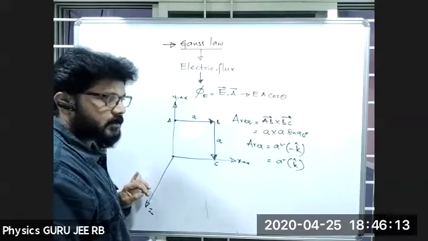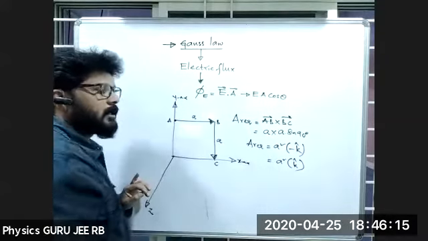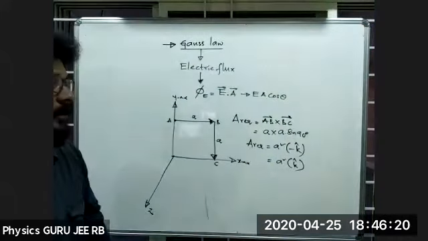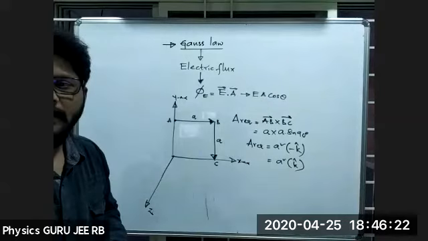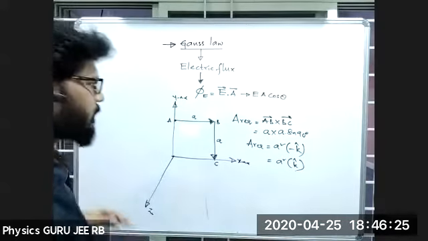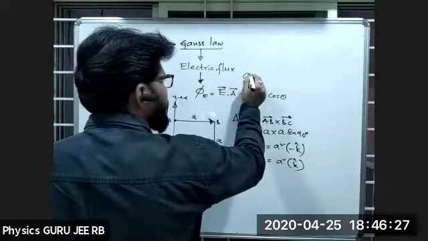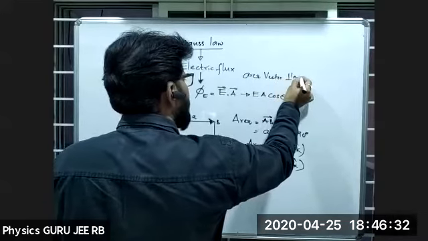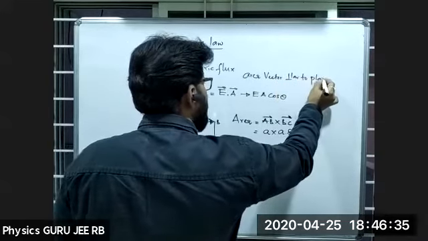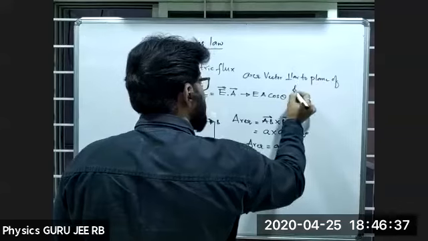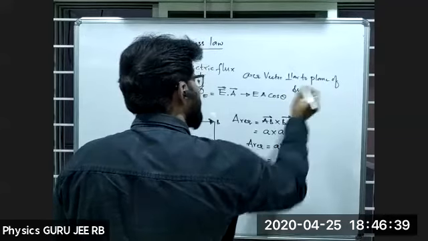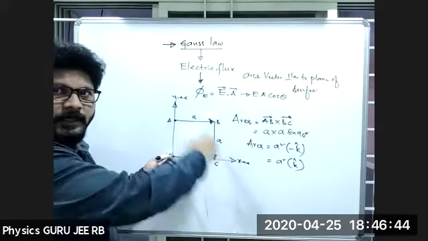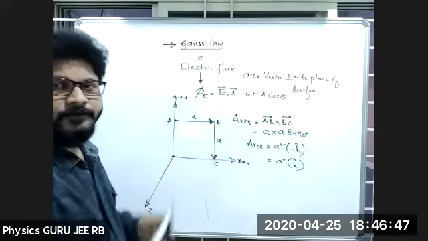Is it clear, how we show this area in vector form? Hope that you got it. If you have any doubt, you can ask me. The area vector is perpendicular to the plane of the surface. It looks like this, this is the direction. Take it now.